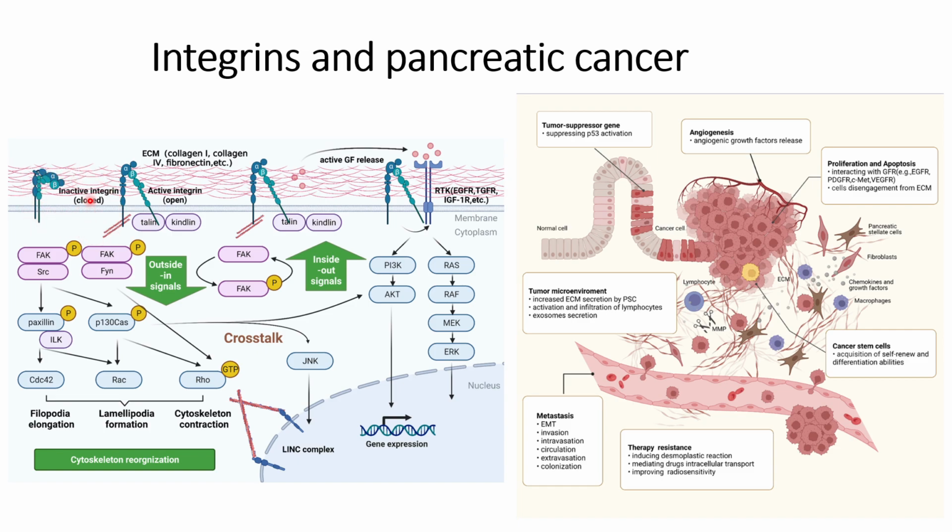The first one is the bent form, which is usually the inactive integrin state, and the other is the active integrin, which is the open conformation. This open conformation will trigger downstream signaling pathways through the complex formation of FAK and SRC with the help of phosphorylation, and these pathways have a role in cytoskeletal reorganization. Some of these downstream pathways lead to cytoskeletal contraction, lamellipodia formation, and filopodia elongation.